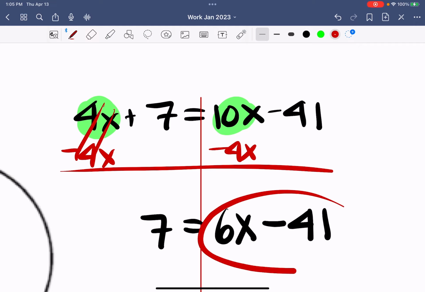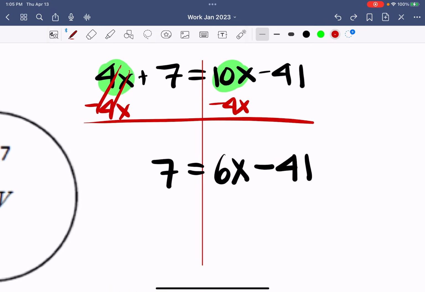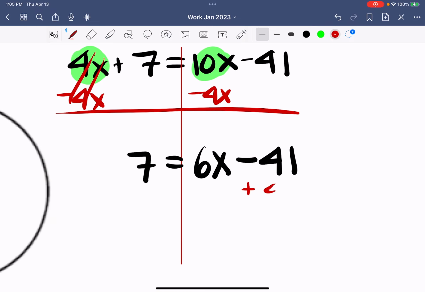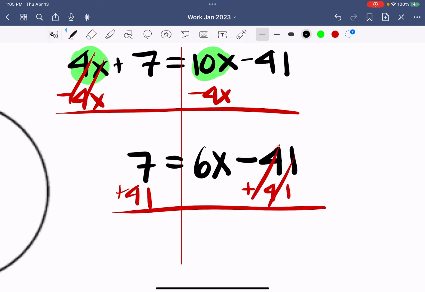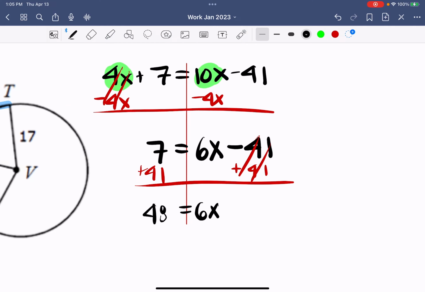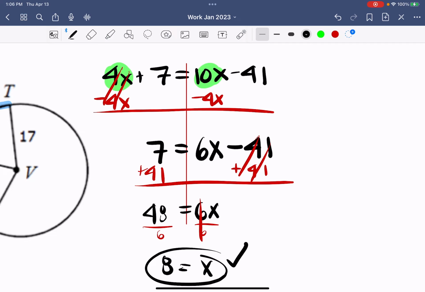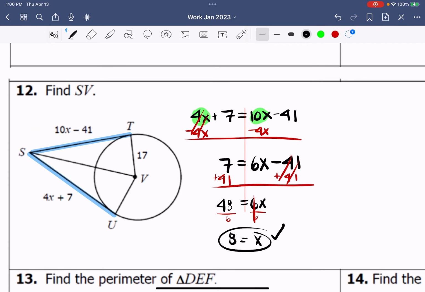Now I say, where's x? X is on the right. That means the 41 has to move to the left. So a minus 41 moves by adding 41. We get 48. 41 plus 7 is 48. And at the very end, I divide by 6 to both sides. The 6's cancel. And we get x equals 8. Okay, so you should have gotten an answer of 8.